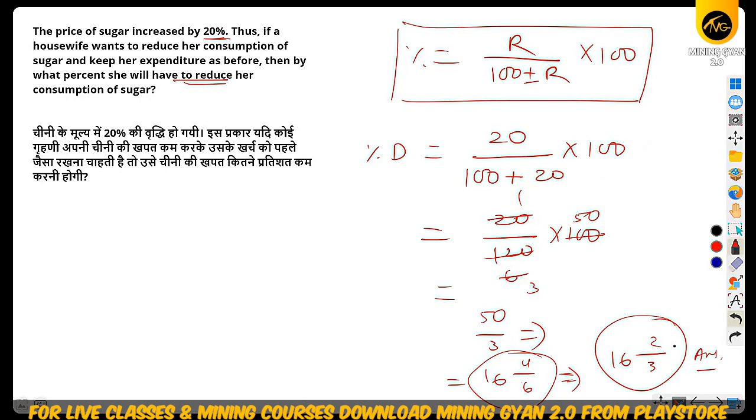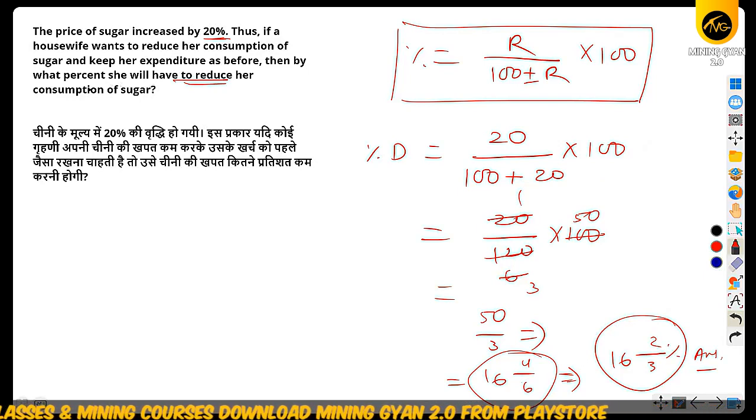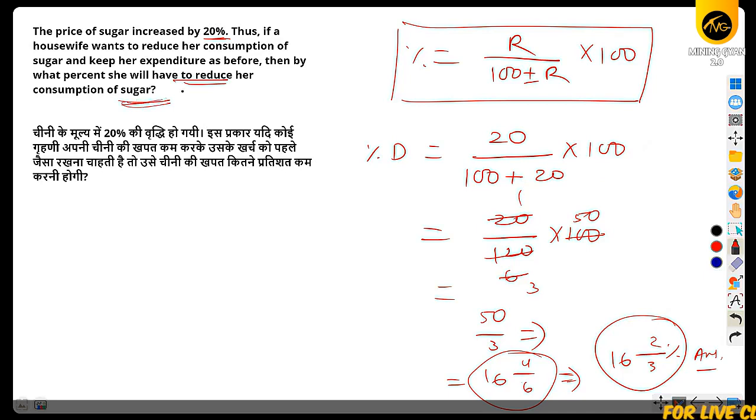Now basically 16 2 divided by 3 is the answer. What percent will she have to reduce? Basically 16 2 divided by 3% she has to reduce her consumption of sugar. The consumption of sugar has to be reduced by 16 2 divided by 3% so that her expenditure is balanced.